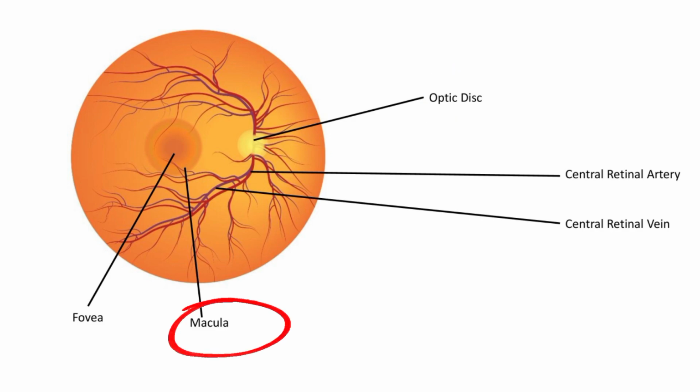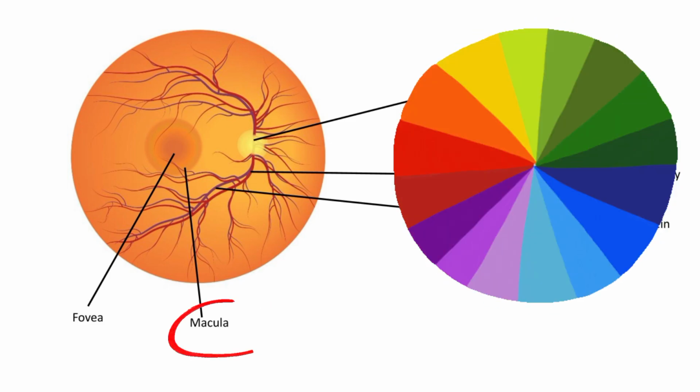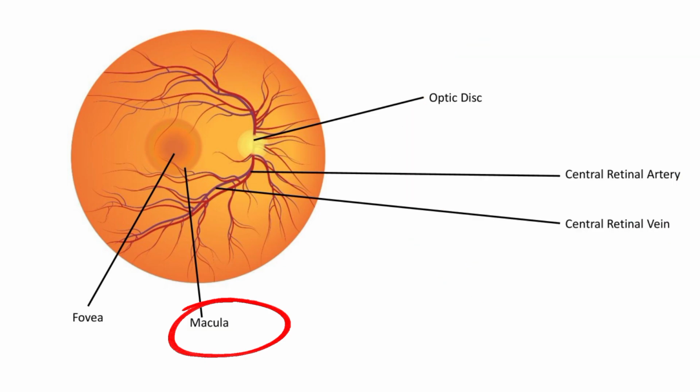Macula is the part of the central retina which gives a sharp and clear image. This macula helps us to see colors in the world. Since it is responsible for central vision, patients who are suffering from macular degeneration have no central vision.